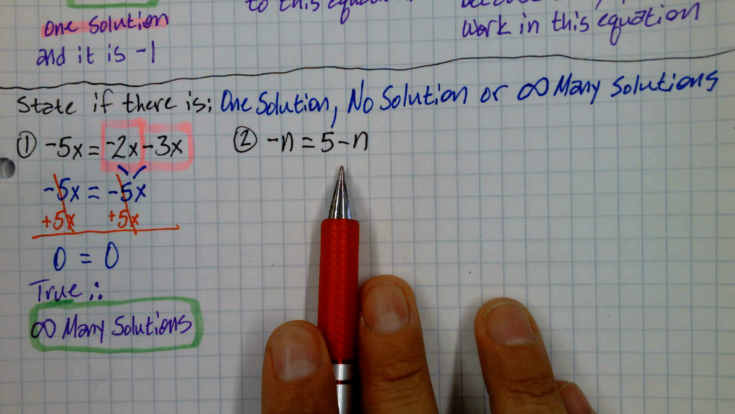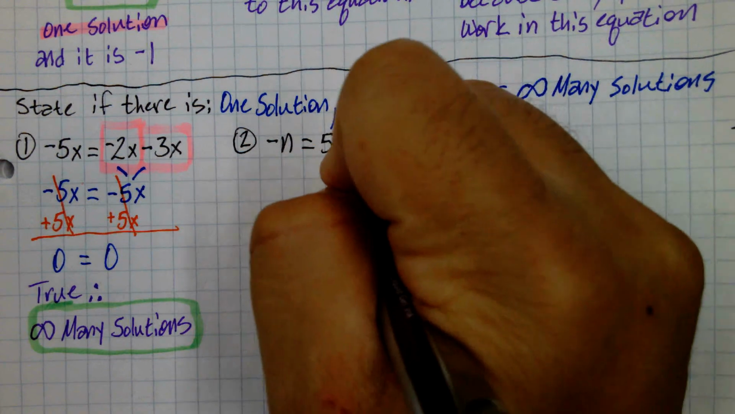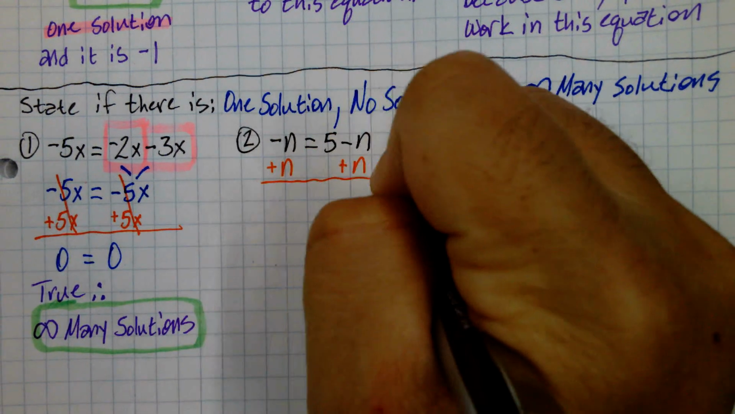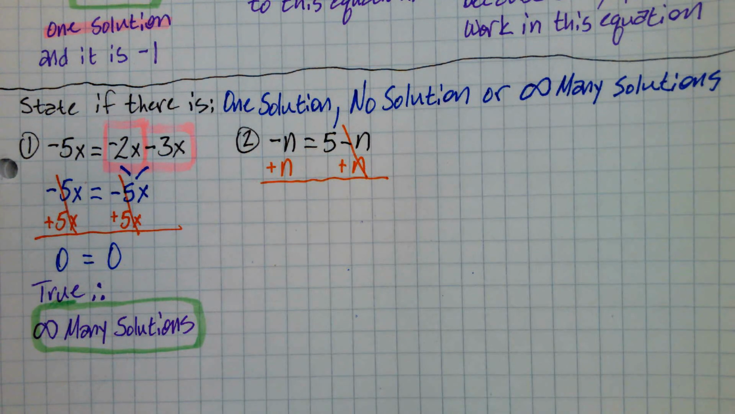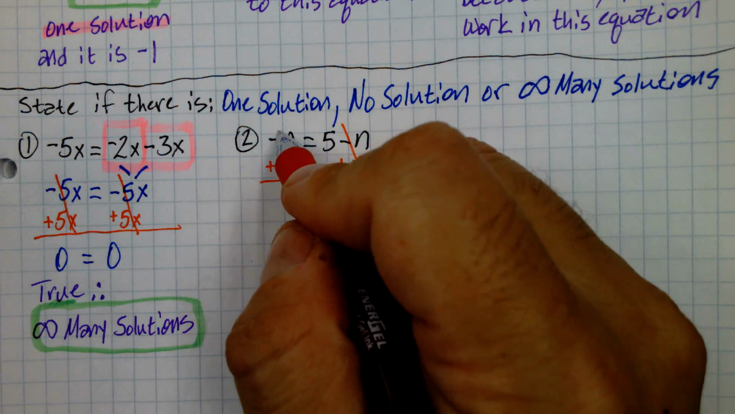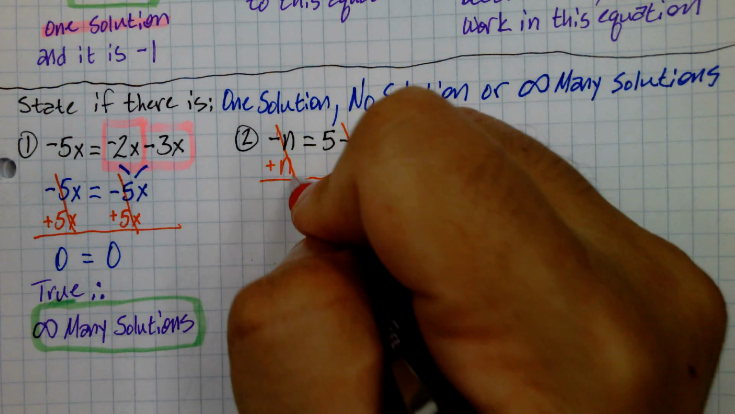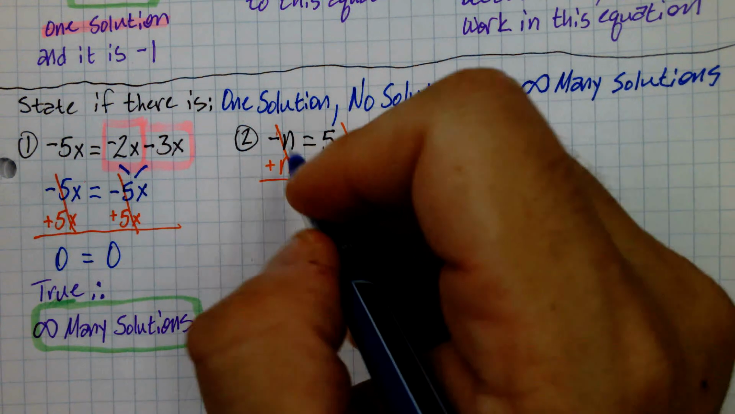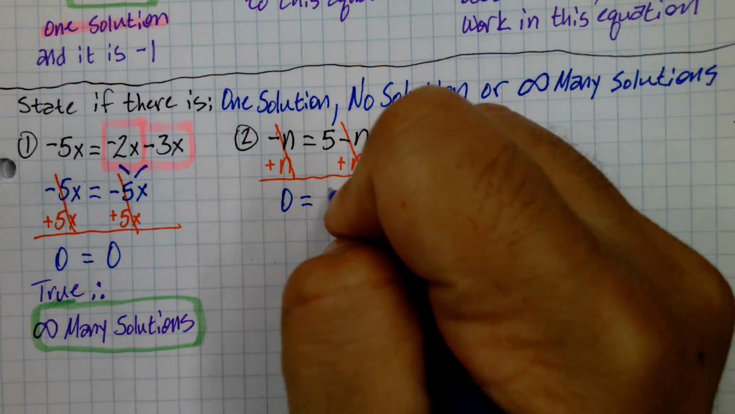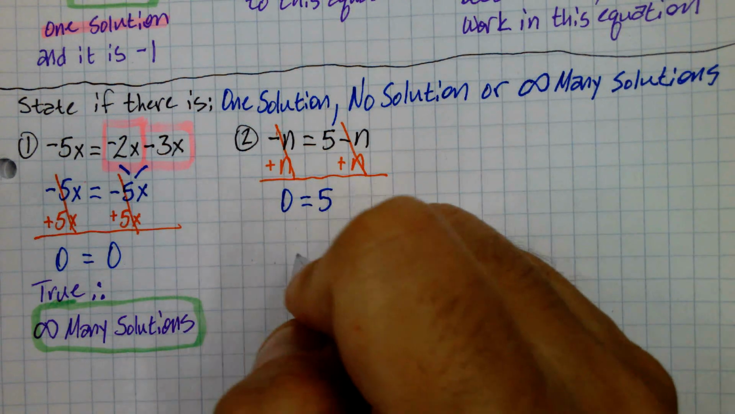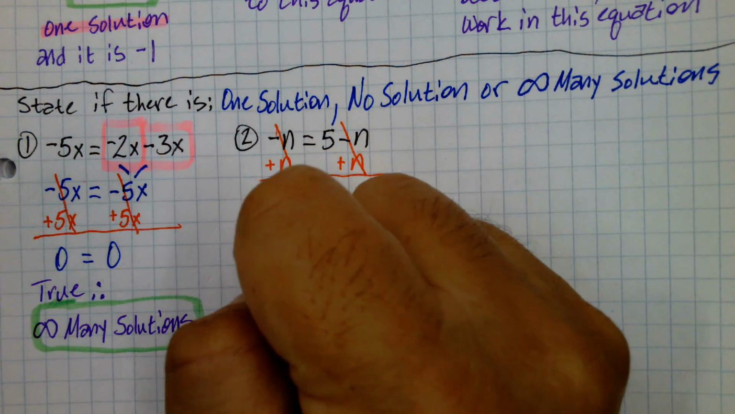How do I get rid of this negative n? Positive 1n, so I just put positive n. Same thing over here. It goes away here, of course, which is what I wanted. But guess what? Negative n and n, don't they also go away here? Mm-hmm. So as we saw in the previous, if everything goes away, what number do I have? I got 0 equals 5. That's a statement. Is it true or false? This one's false.